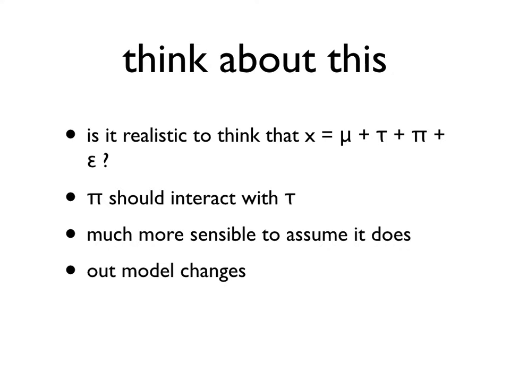So our model changes, in fact, from this sort of idealized version to this version, x equals mu plus tau plus pi plus tau pi. Right, tau pi, it's delicious. Flaky crust. Thank you. X equals mu plus pi plus tau pi.